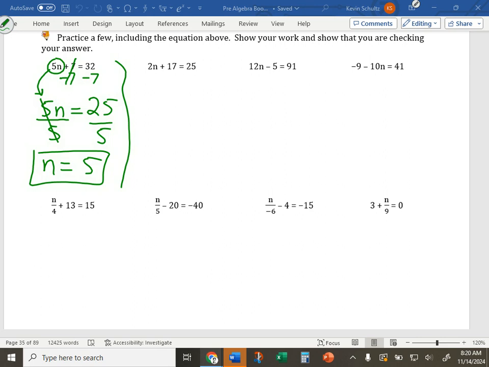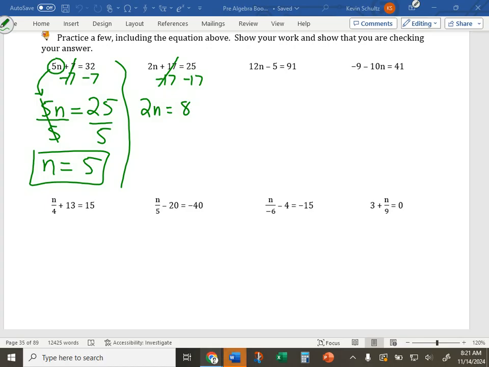This is called the constant. You should have learned this last year in like PO60, okay? This is the constant. It doesn't have the n. You start with that addition or subtraction, and the opposite of adding 17 is subtracting 17. Right? So 17 minus 17 equals 0. They cancel out. The operations undo each other. And 25 minus 17 is 8. You've got to keep that equation balanced on both sides.